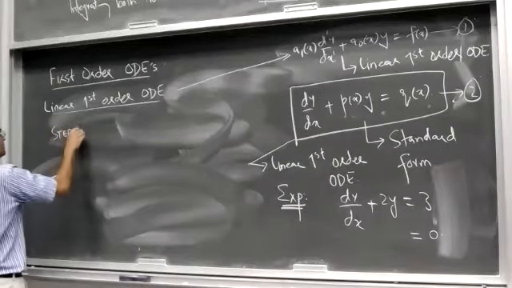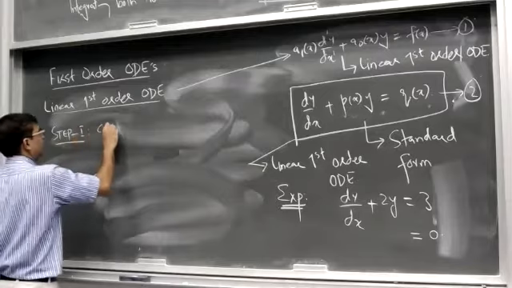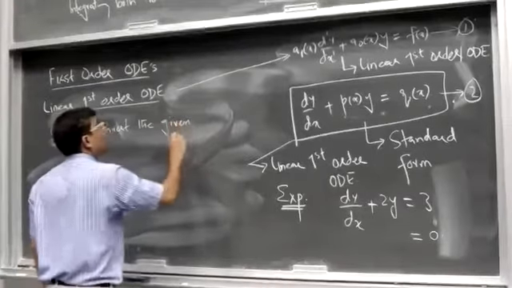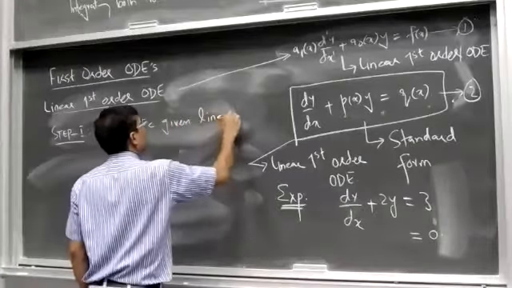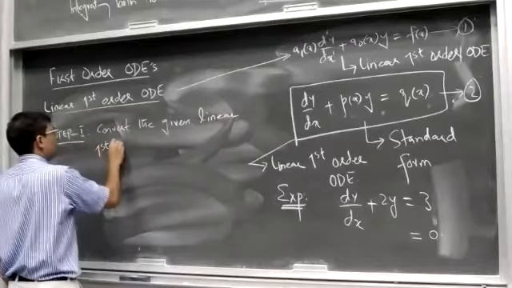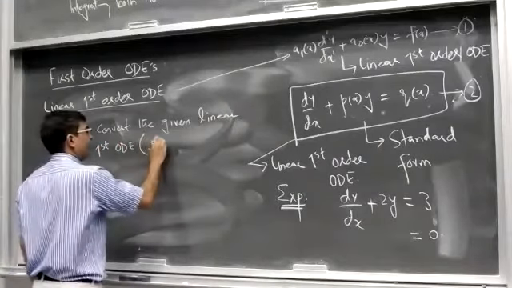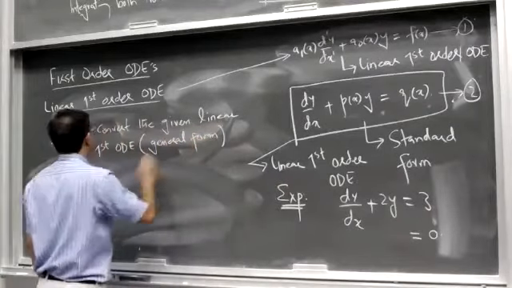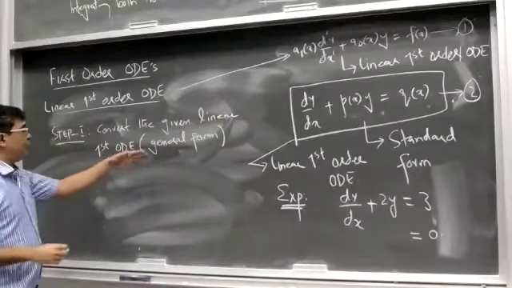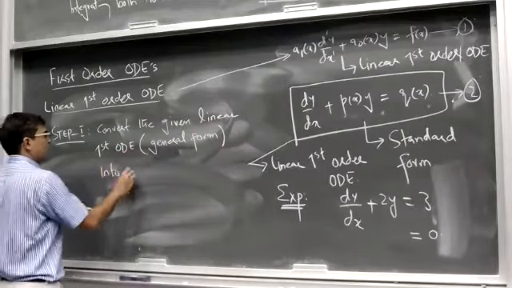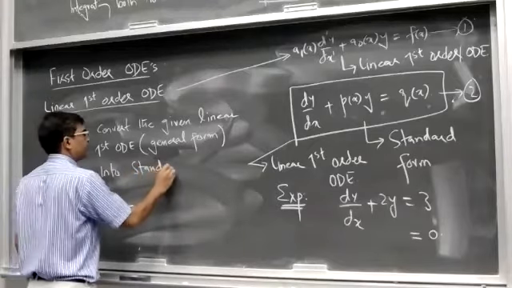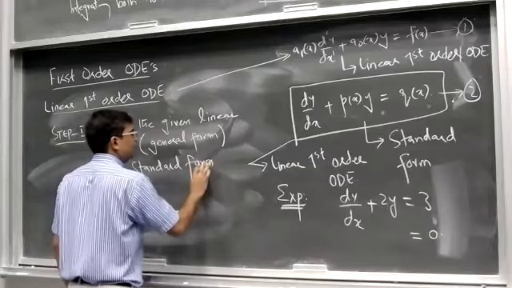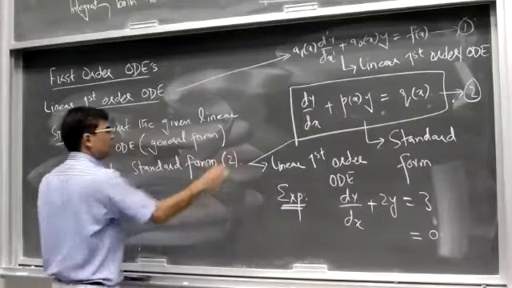Step 1 is convert the given linear first order ODE in general form into standard form, just like equation 2.